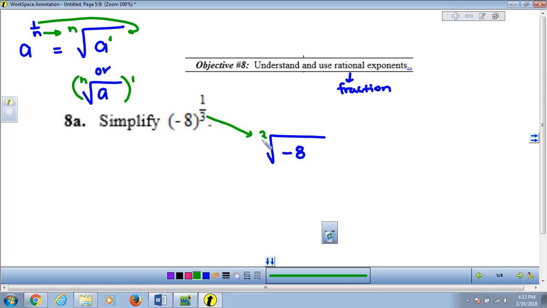The denominator is going to become my index. And the 1, since I'm telling you that you may put it here inside as the exponent of the -8 or outside, but honestly it's not going to make a difference. I'm not even going to write it down. When the numerator is 1, let's just ignore it.